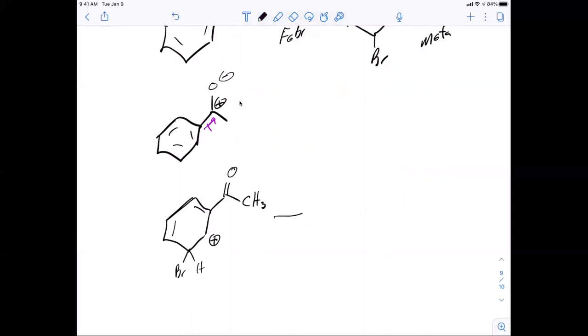We don't want to have that positive next to the ring. Right, and so the meta will not allow that positive to be next to the ring. The ortho and para would be. So this is the same as what we saw before. And again, the reason that we don't want the positive right next to the ring is because that carbonyl will have that type of species.